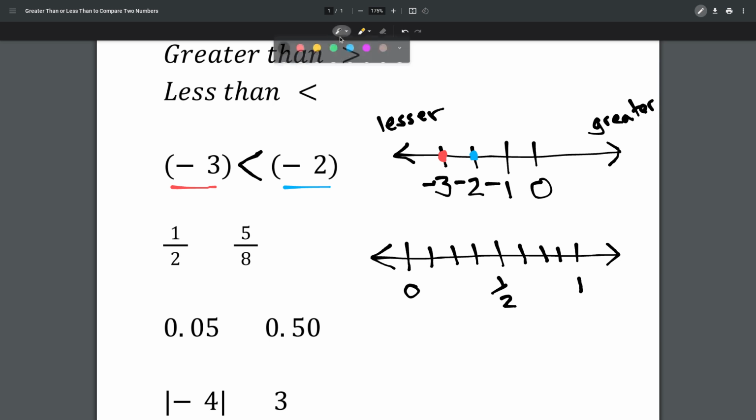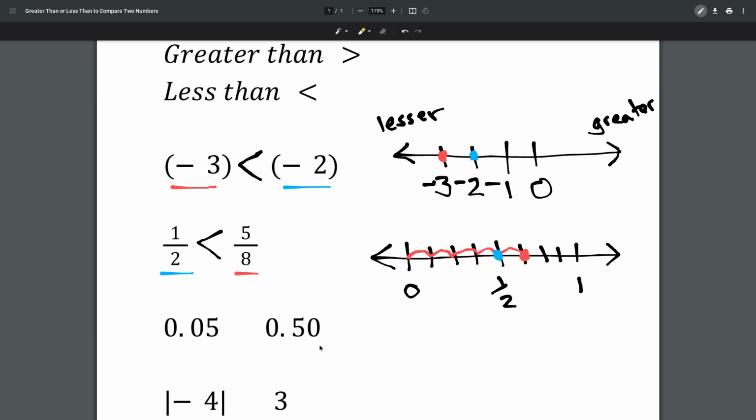Okay, so if we want to do 5/8 here in the red, we're going to have to go 1, 2, 3, 4, 5/8 here. And then do 1/2 in the blue, which is going to be here. So we're going to see that 5/8 is further to the right on the number line than 1/2. So 1/2 is less than 5/8. Okay? And you can see again, the mouth is trying to eat the larger number.